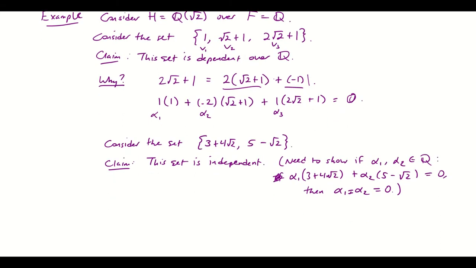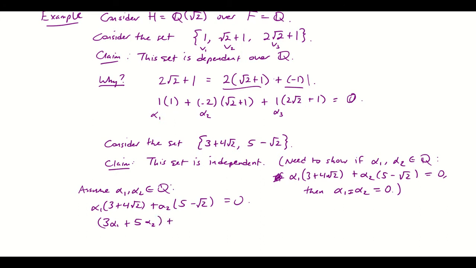All right, so if that is true, let's assume alpha 1 and alpha 2 are rationals such that alpha 1 times (3 plus 4 root 2), plus alpha 2 times (5 minus root 2), all that is equal to 0. Well, if that's the case, then I can gather up my rational terms and get 3 alpha 1 plus 5 alpha 2, plus (4 alpha 1 minus alpha 2) times the square root of 2, gathering up all my root 2's now, that equals 0.